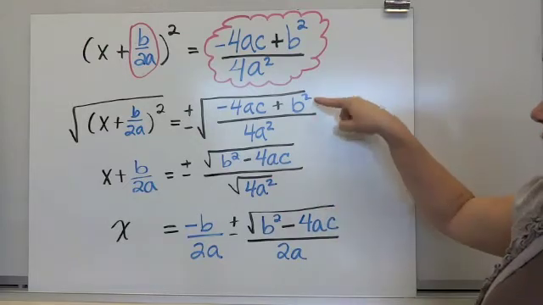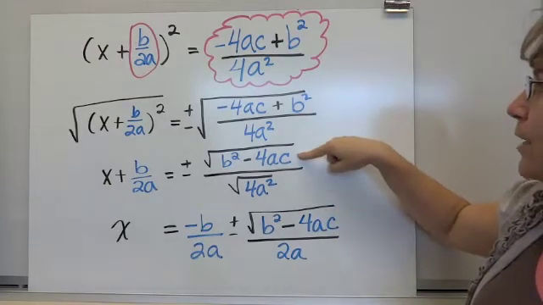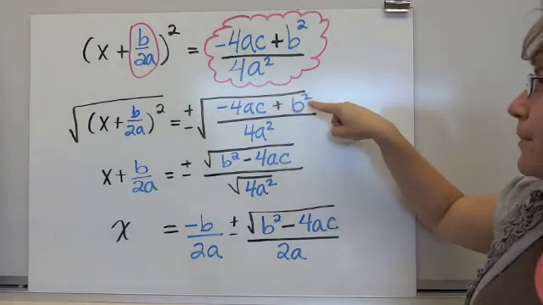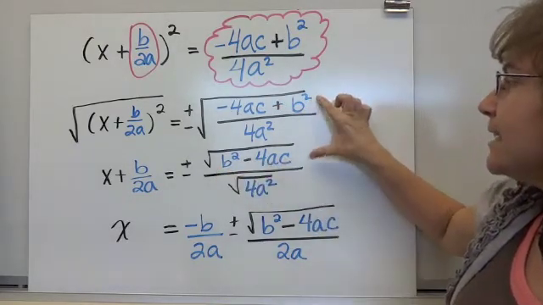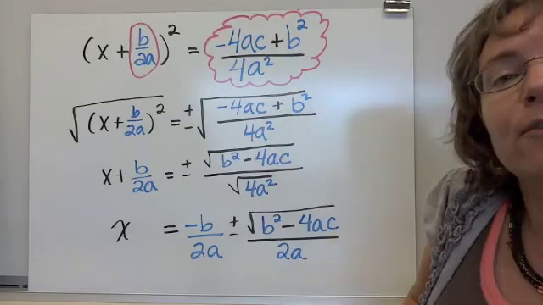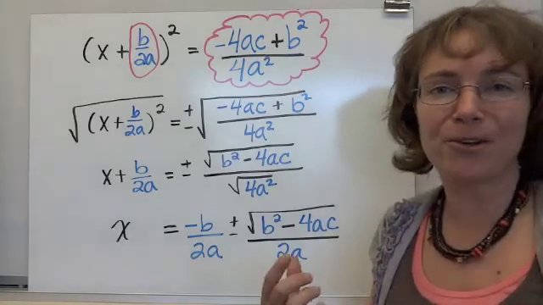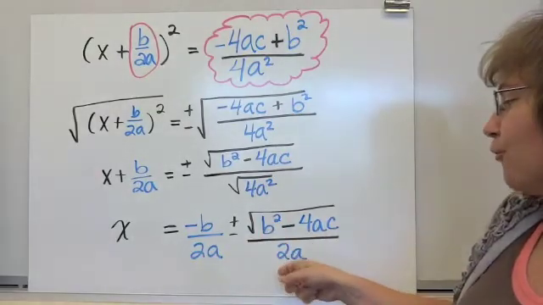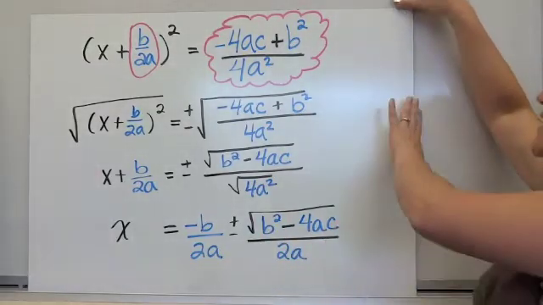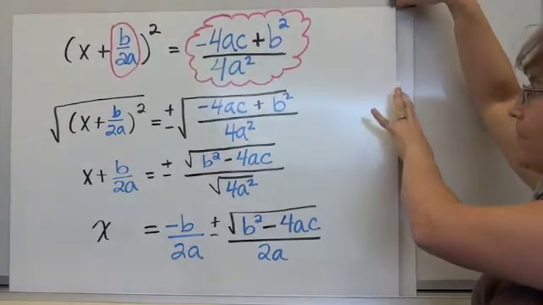Also notice from here to here, I rewrote negative 4ac plus b squared as b squared minus 4ac. It's the same thing. I just rearranged the terms to look like what we know the quadratic formula is written conventionally as. And that's all over 2a. And we are just about finished.